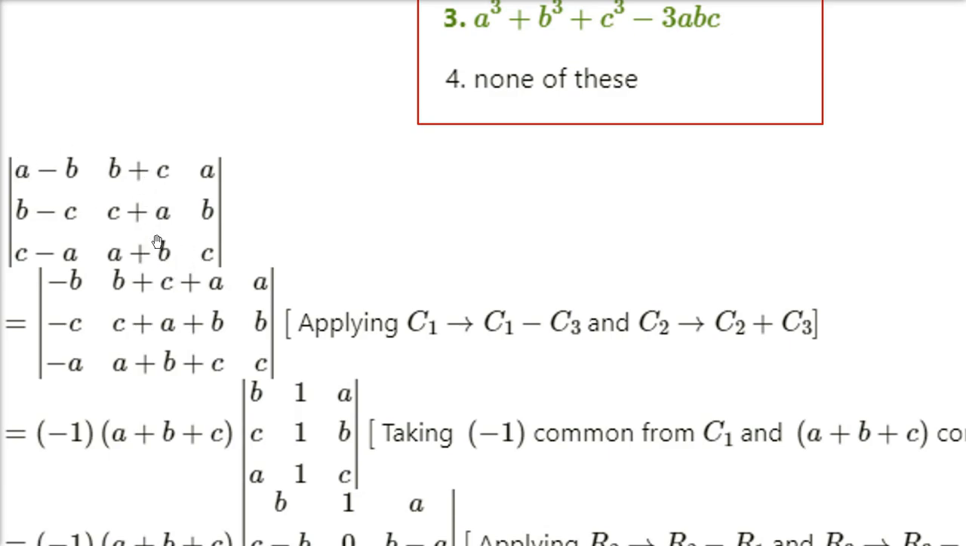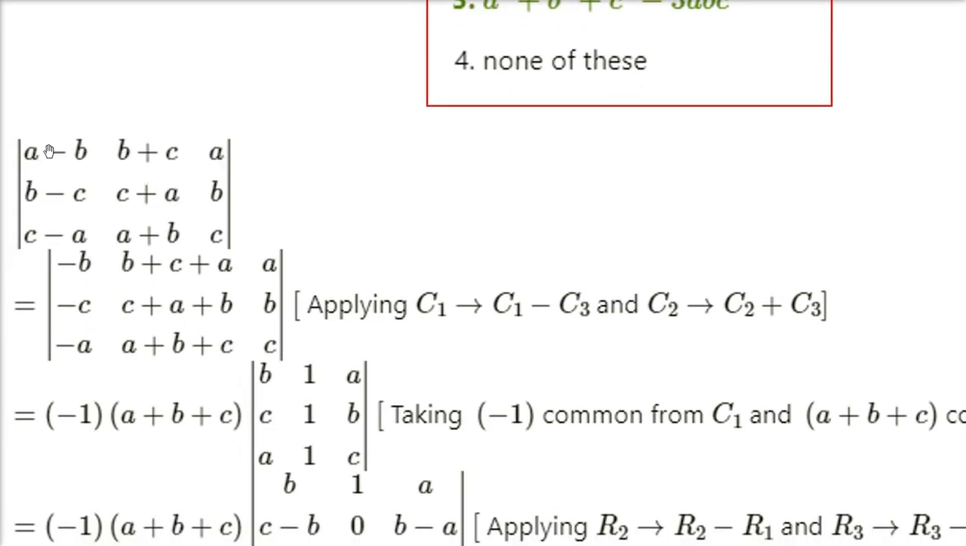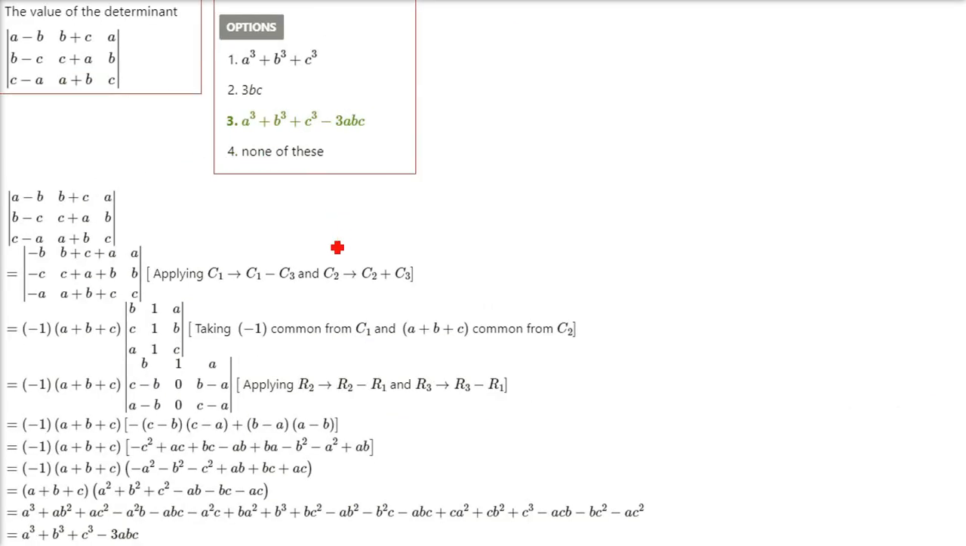Now, when you add this, you can take these common. So A plus B plus C, you can take common. So let me just show you here. So there are multiple ways, as I said, multiple ways to do it.